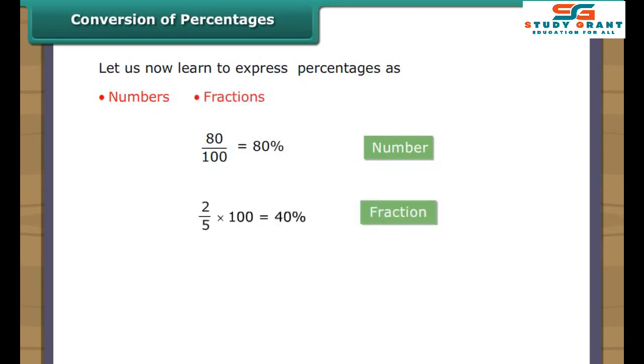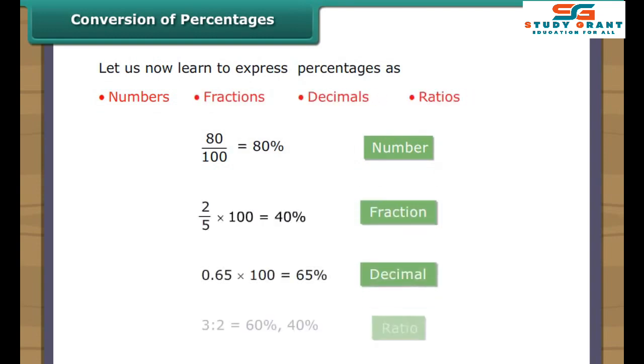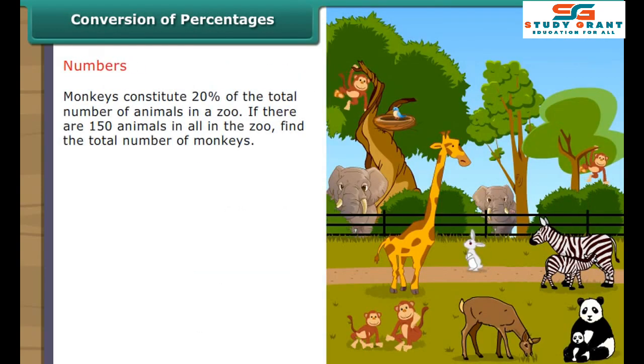Conversion of percentages. We can now express numbers, fractions, decimals, and ratios as percentages. Let us now learn to express percentages as numbers, fractions, decimals, and ratios. Numbers. Monkeys constitute 20% of the total number of animals in a zoo. If there are 150 animals in the zoo, find the total number of monkeys.